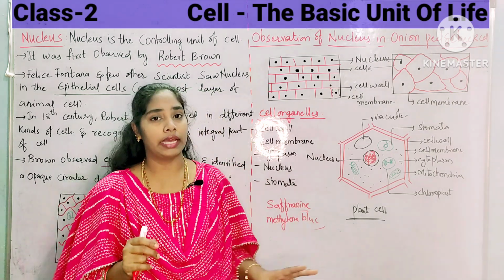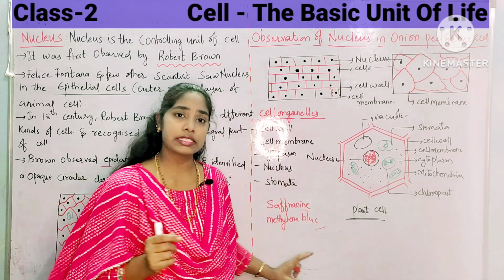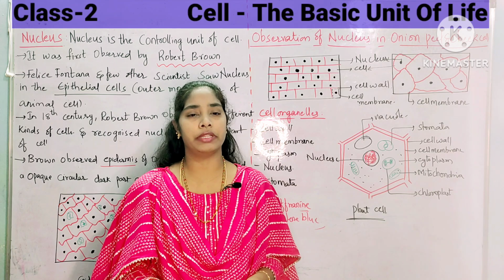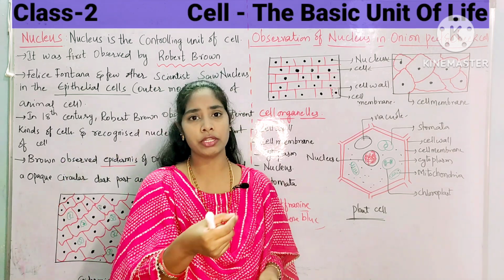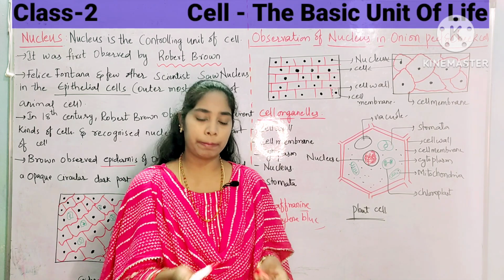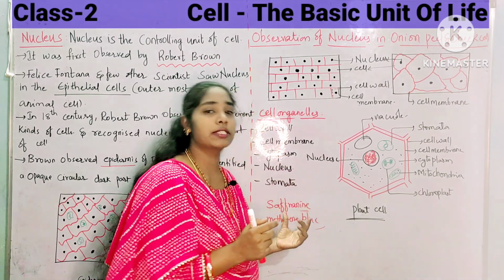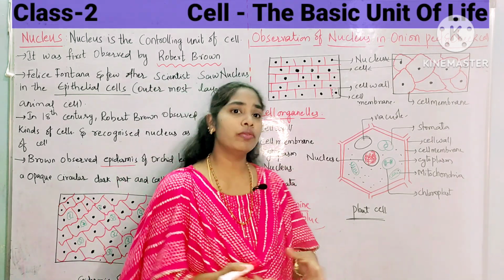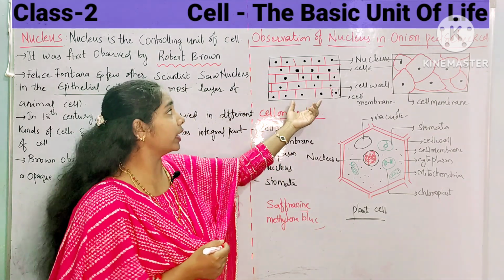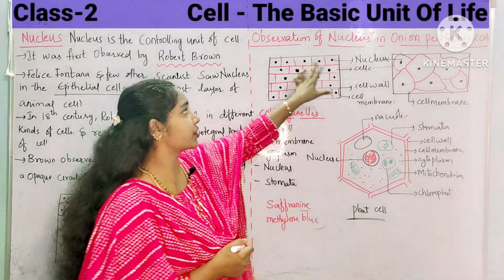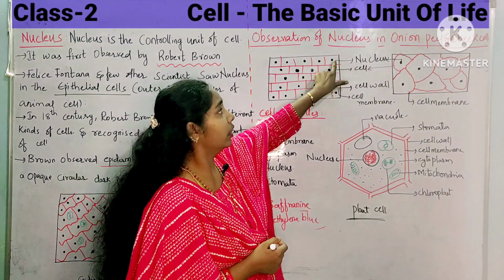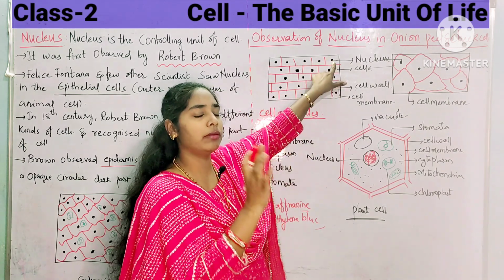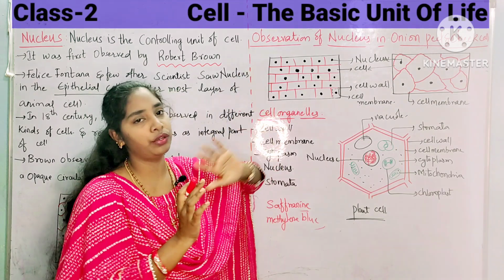If you use any of the dyes, add a drop on the specimen you want to observe. After 5 to 10 minutes, remove the extra stain with the help of a filter paper, and then observe this dyed, colored specimen under a microscope. Then you will observe the structure like this: the rectangular cells, and each cell contains a nucleus, either centrally located or peripherally. If it is a plant cell, mostly the nucleus is located peripherally, not centrally.